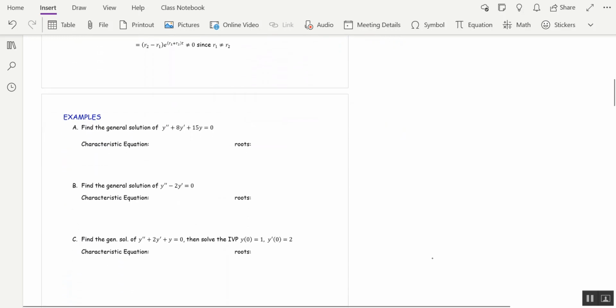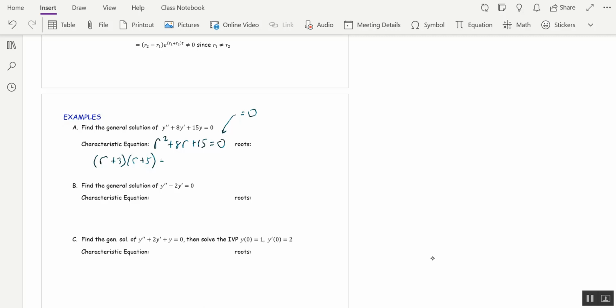All right, so let's just jump into some examples. Find the general solution of y double prime plus 8y prime plus 15y equals 0. The characteristic equation is r squared plus 8r plus 15 equals 0. Now, I do need the equals 0 there because this is an equation. All right, now we're going to factor that to get the roots. So it factors as r plus 3, r plus 5 equals 0. So our roots are -3 and -5.